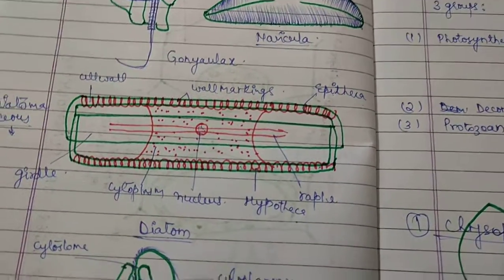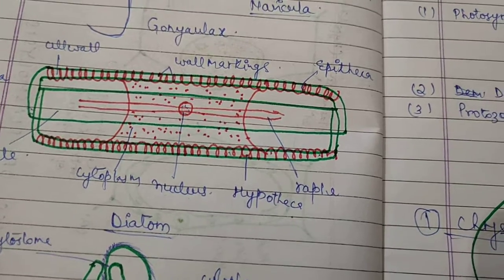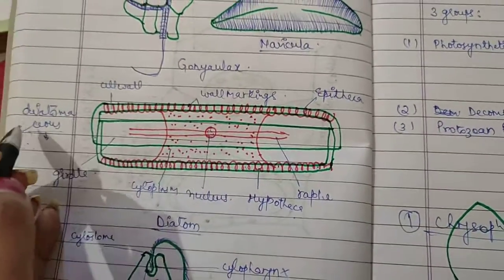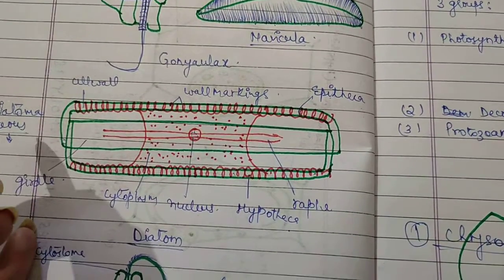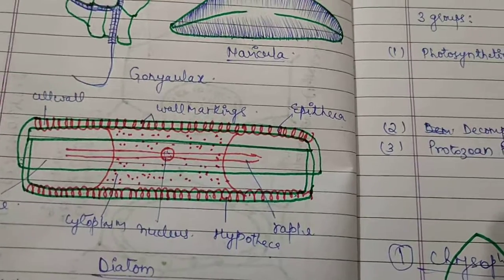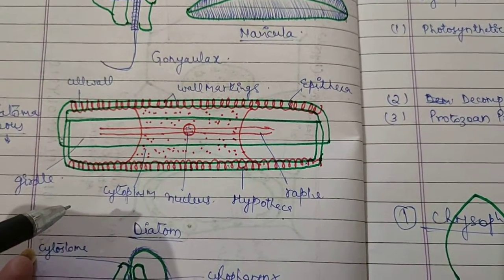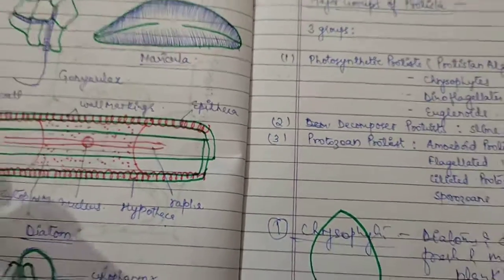This diatom has been used. So this term diatomaceous earth is very important. What is the meaning of diatomaceous earth? And as I told you, they are the major producers in the ocean. Next one is the dinoflagellates.